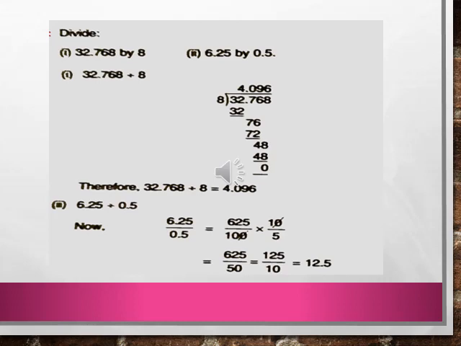So 76 minus 72 equals 4, means 4 is here and then we will take the 8. So it becomes 48. So 8 6s are 48. Remainder is 0. Write 6 in the quotient place. So like this you have to divide decimal numbers. So the answer is 4.096.